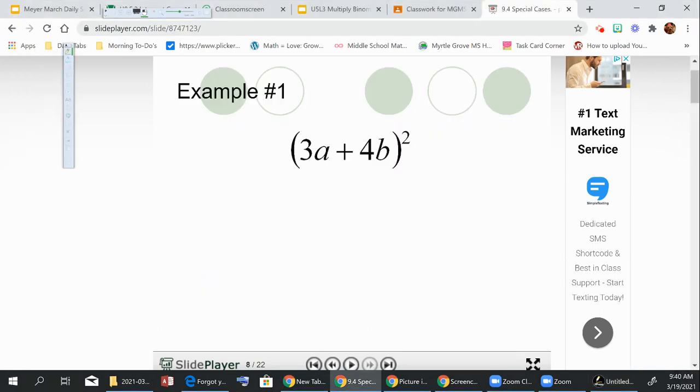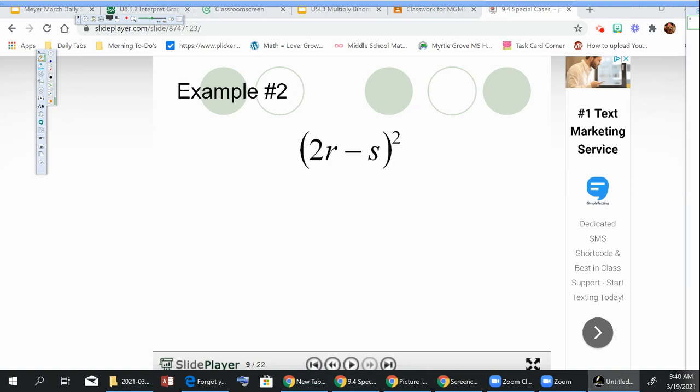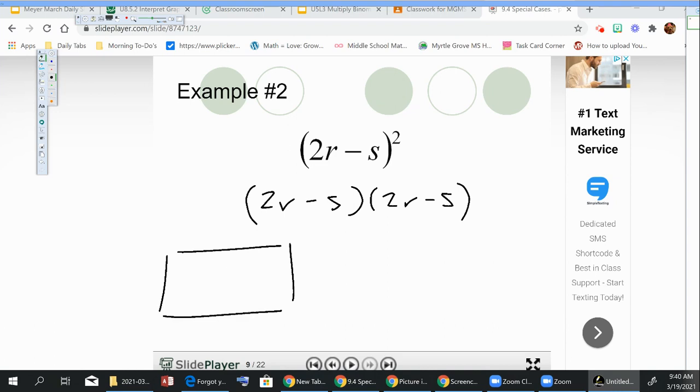All right, let's see. So here's another one. I'm going to go to a subtraction one because I think that's important for you to see the difference. So again, we're going to take 2r minus s times 2r minus s. We're going to use that area model again. 2r minus s, 2r minus s.